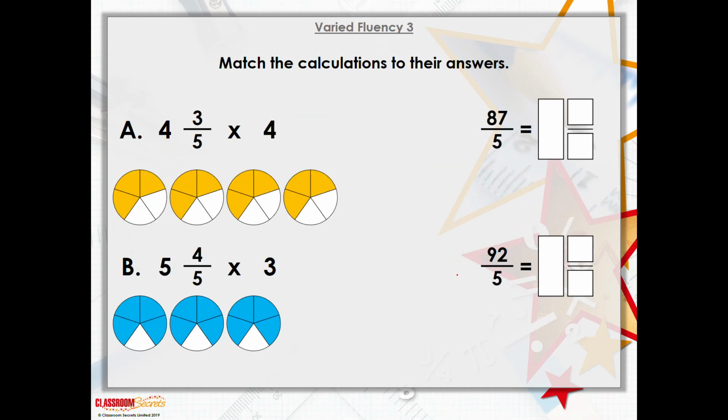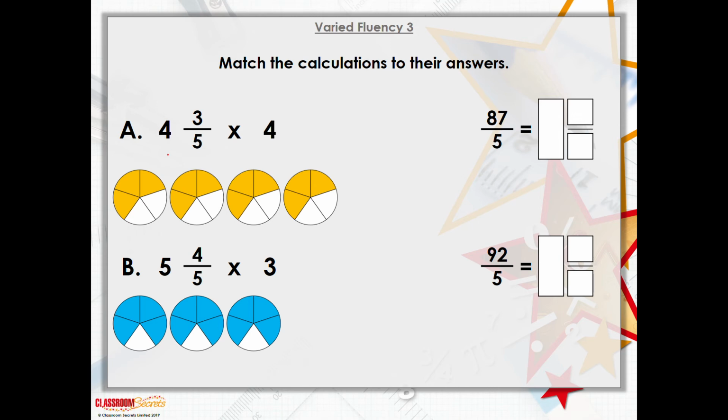All right, let's have a look at our final question today. Slightly different. We've got one extra step at the end for this, and I'll show you that once we complete our first set of calculations. So we'll stick to our same method that we've been applying straight away. So it's match the calculations to their answers. We have A and we have B. So we have 4 3/5 times by 4, and then we have 5 4/5 times by 3.